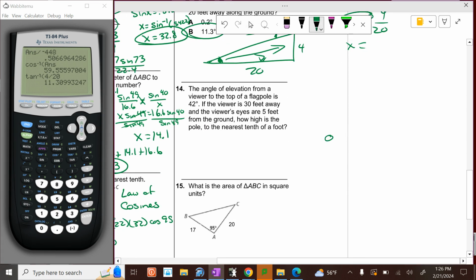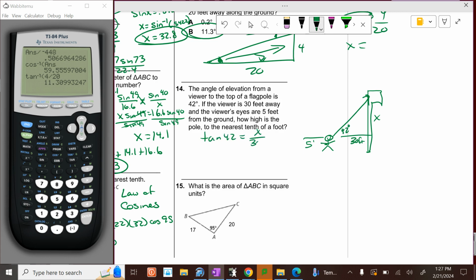Some person is looking up at a flagpole. Here's the person. Their eyes are 5 feet above the ground. Here's the flagpole. They're looking up at the flag. Okay? It's 30 feet away. The angle of elevation is 42 degrees. What is x here? Well, opposite and adjacent is tangent. So the tangent of 42 degrees equals the opposite side over the adjacent side.